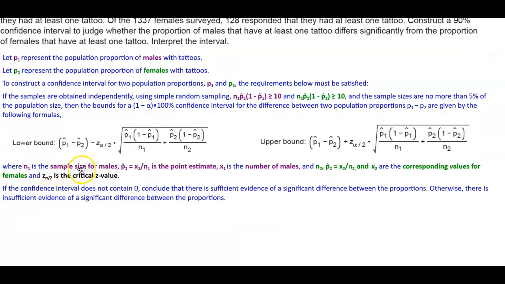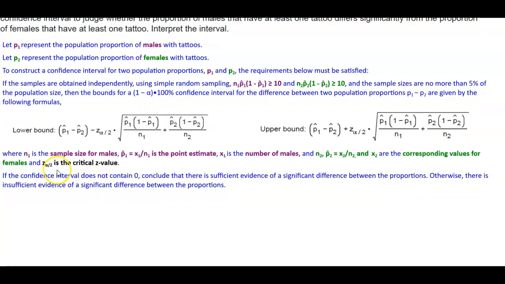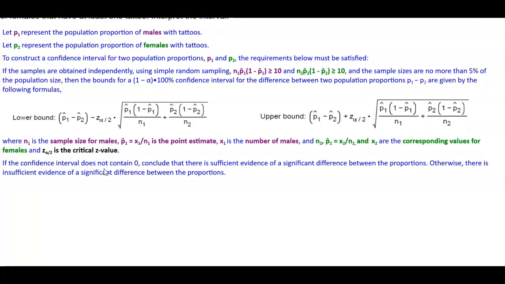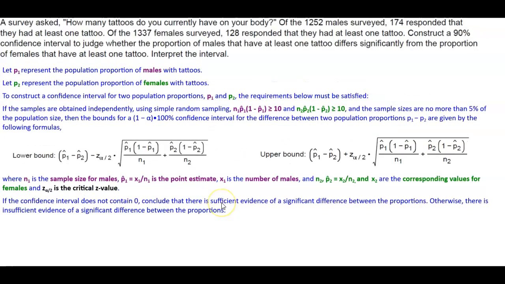Where N1 is the sample size for males, P subscript 1 hat is the point estimate, and X subscript 1 is the number of males. And likewise, the second is going to be all the corresponding values for females. And Z alpha divided by 2 is the critical Z value. Now, once we find the confidence interval, if the confidence interval does not contain 0, then we're going to conclude that there is sufficient evidence of a significant difference between the proportions. Otherwise, there is insufficient evidence of a significant difference between the proportions.